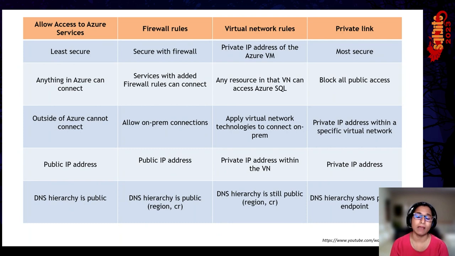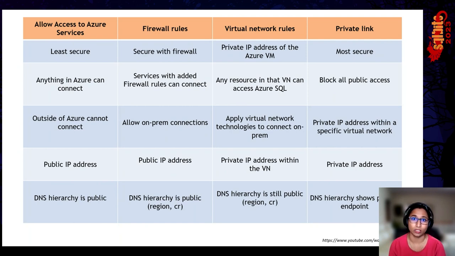But here we still have the public IP address. Just like with allow access to Azure services, when you do the NS lookup, everything is available: the public IP address, the region where the database is hosted, the control ring information. You can see the same with firewall rules. It has a public IP address and it is not secure because all of the information can still be seen. The DNS hierarchy information is still available when you do the NS lookup. So it's not that secure either.